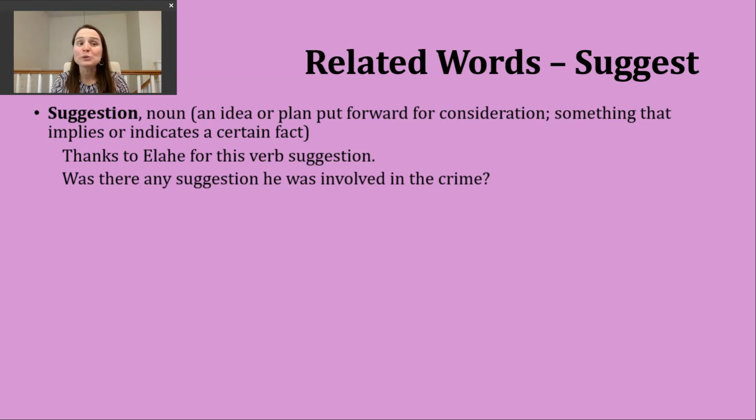A second way we can use the noun suggestion is to refer to something that implies or maybe indicates a certain fact. An example of this might be in the sentence, was there any suggestion he was involved in the crime? So here, suggestion might be referring to evidence or information that indicates he was a part of or maybe acted with the intent of breaking a law, committing a crime.